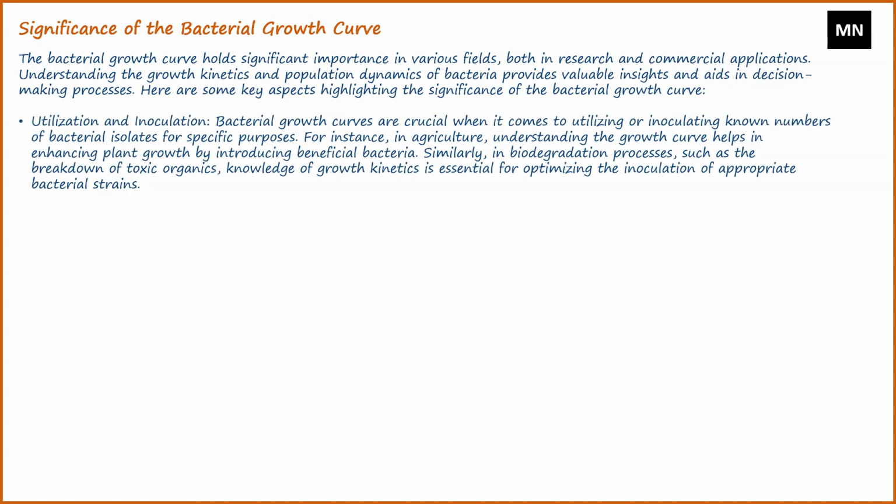Utilization and inoculation. Bacterial growth curves are crucial when it comes to utilizing or inoculating known numbers of bacterial isolates for specific purposes. For instance, in agriculture, understanding the growth curve helps in enhancing plant growth by introducing beneficial bacteria. Similarly, in biodegradation processes, such as the breakdown of toxic organics, knowledge of growth kinetics is essential for optimizing the inoculation of appropriate bacterial strains.